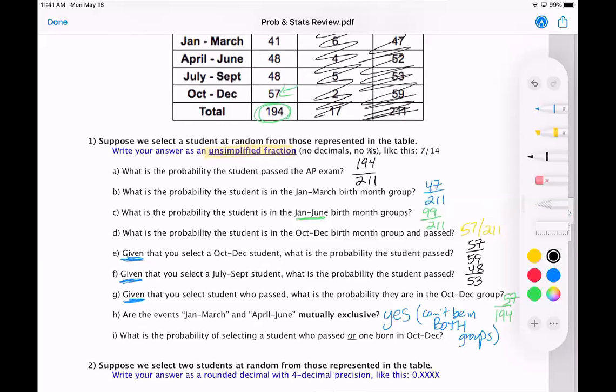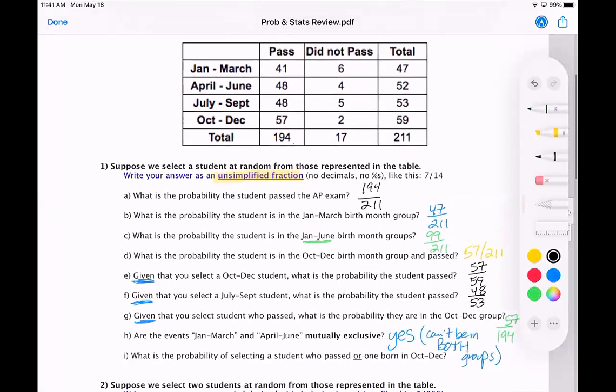And then letter I says, what's the probability of selecting a student who passed or is one born in October to December? Let me get rid of some of these eraser marks. The probability that they passed, that would be this many students. Or they were born in October to December, that's this many students. But you might realize that these events are not mutually exclusive, which is really important. You have some students right here. These students would be counted as both passing and as October to December students.